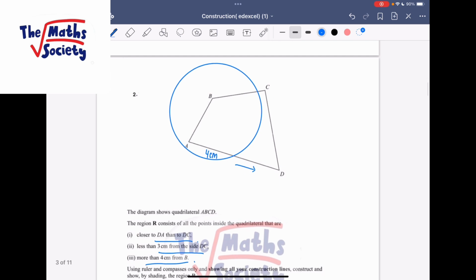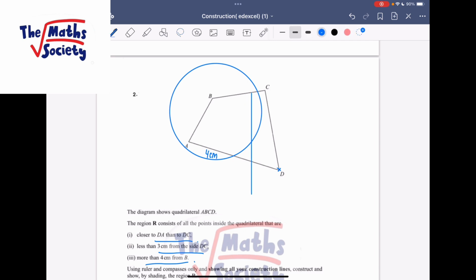It says closer to DA than to DC. So we can try to find the perpendicular bisector in the same way as well. You're going to use points at DA. You're going to put your compass here, and then draw here. Oh, sorry, not there. You have to put the compass here, and just try to draw the perpendicular bisector. It's not that straight, but okay. Just know that it has to be a perpendicular bisector, yeah?